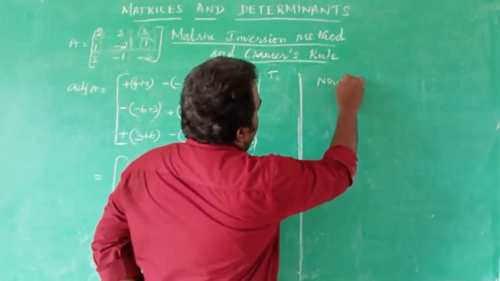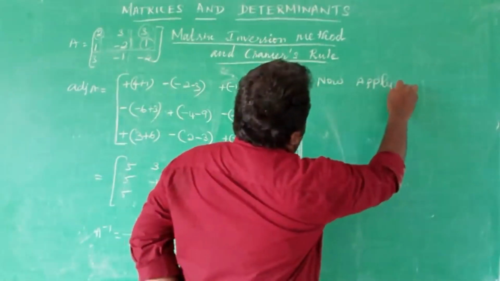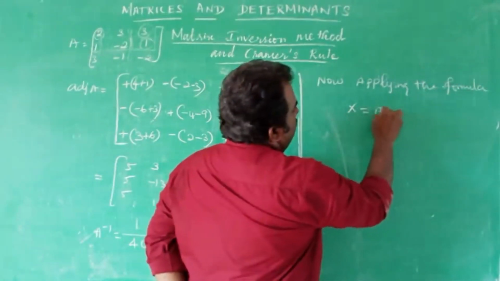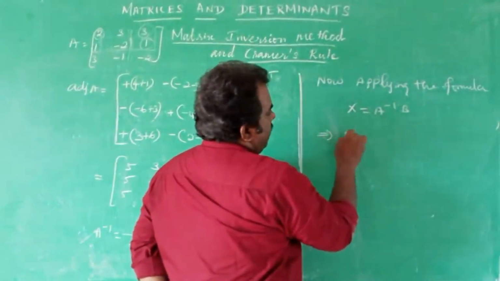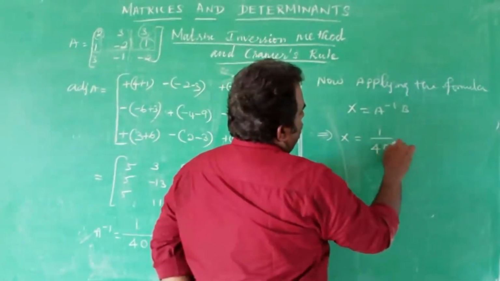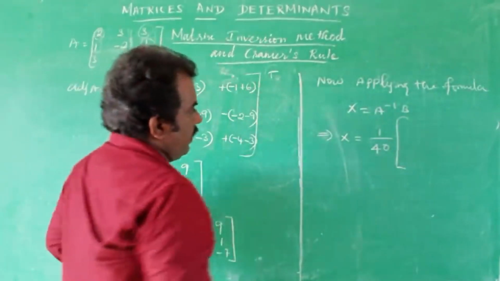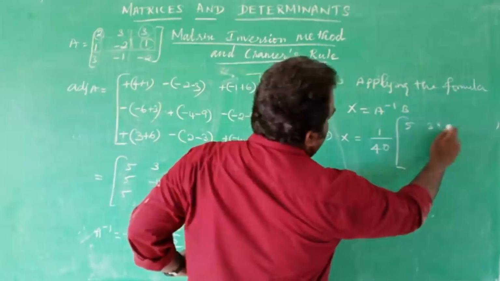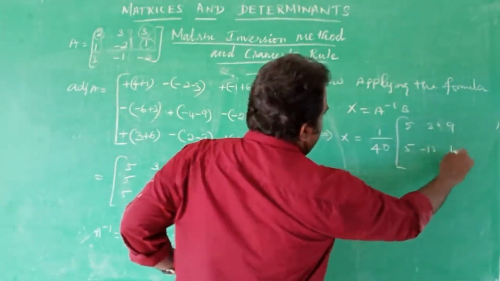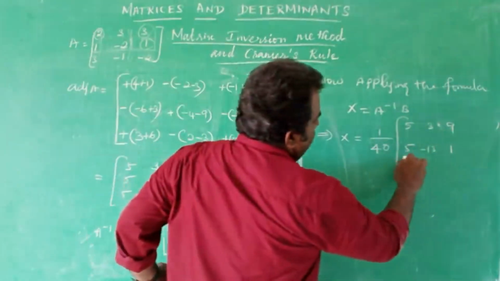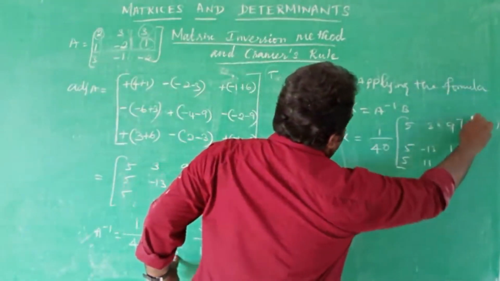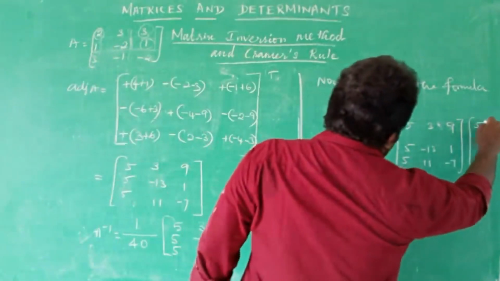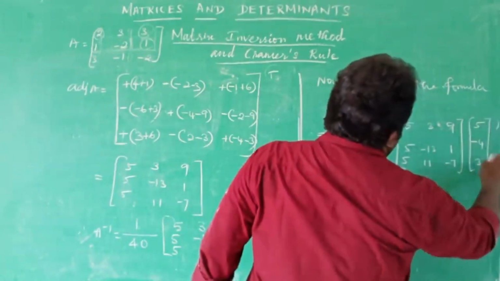Now applying the formula x is equal to A inverse into B, which implies x is equal to, what is our A inverse? 1 by 40 into the matrix 5, 3, 9; 5, minus 13, 1; 5, 11, minus 7, multiplied with the matrix B. What is our matrix B? 5, minus 4 and 3.